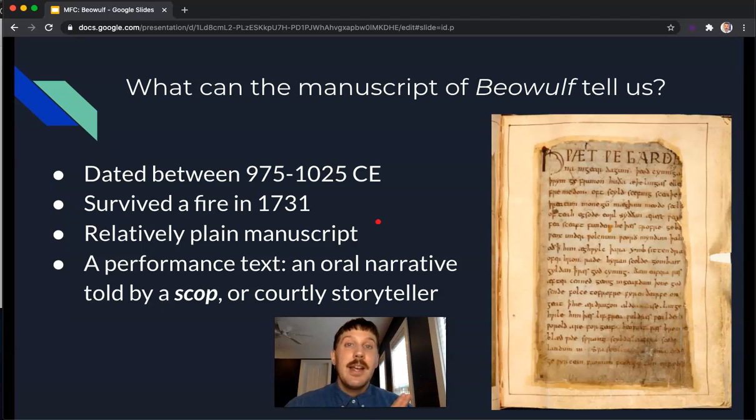It was very likely that the person using this text would use it to perform the tale of Beowulf for listeners, either reading it off the page or memorizing it and then performing it in front of a court of listeners. So because of that purpose, it seems like the manuscript is very simple because it's really not meant to be read by lots of people in its material form, but it's meant to be recited by a scop, who is a courtly storyteller in this Old English period that we're in.